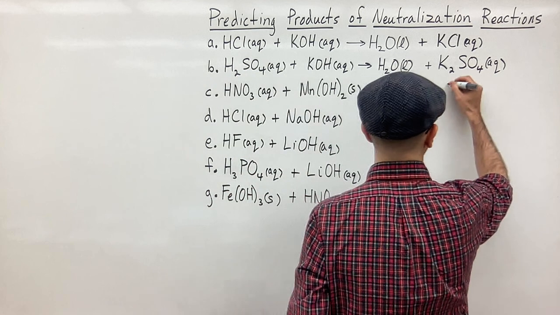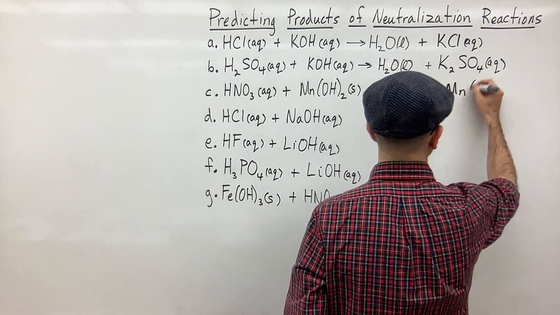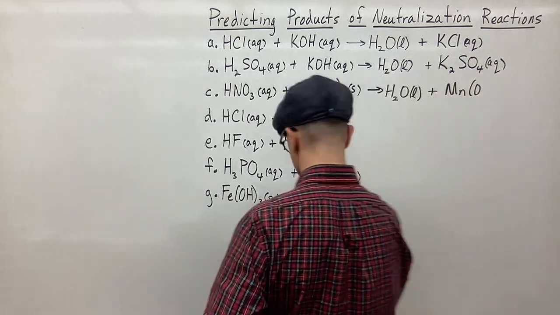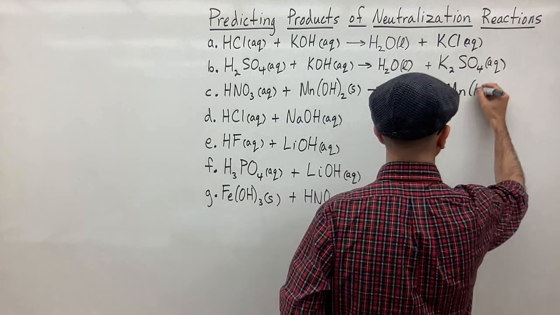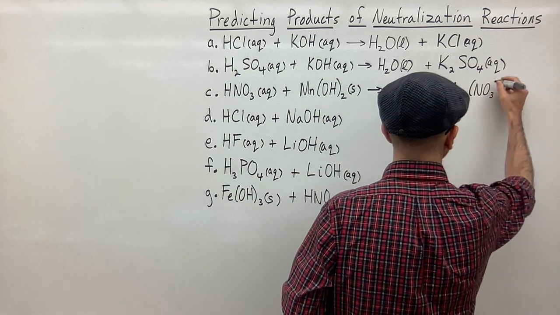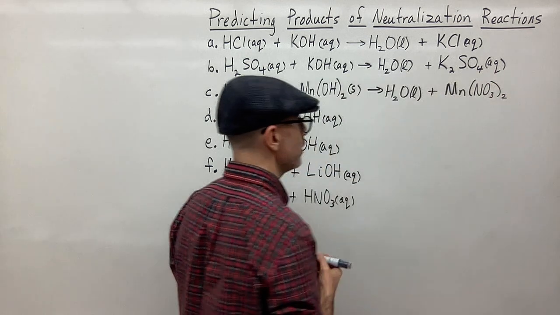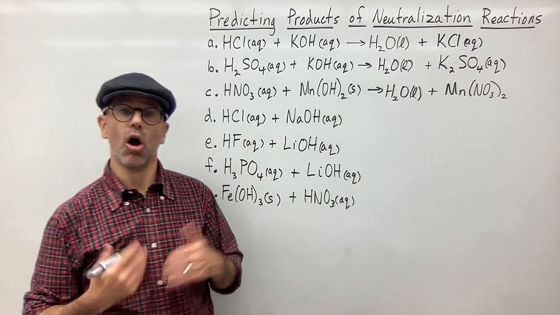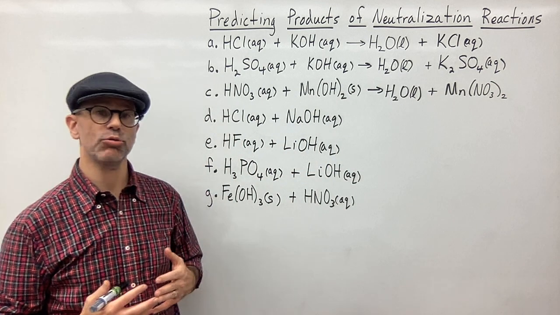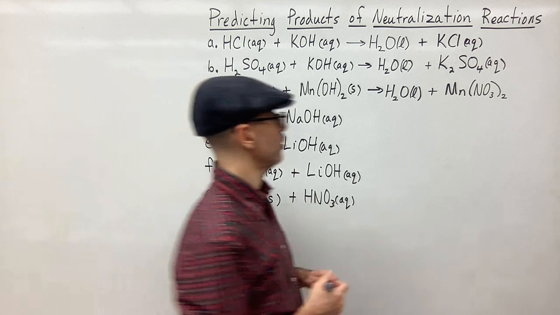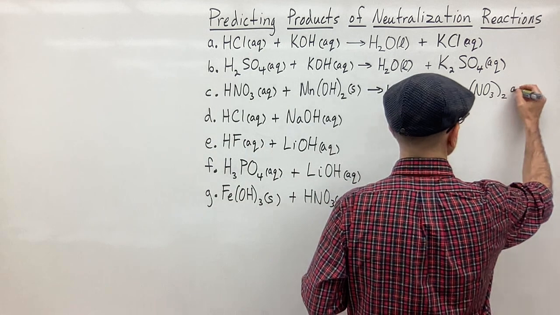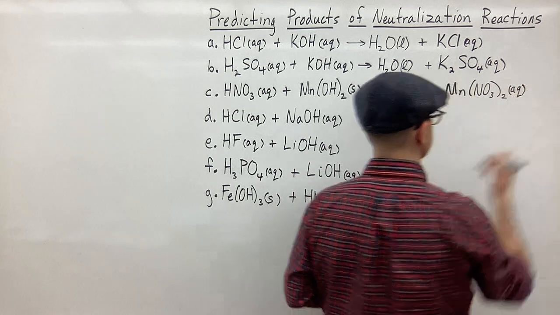So that's going to be Mn(NO3)2. And as we said before, all nitrates, according to solubility rules, are aqueous. They're all soluble in water, so there's no solid, just aqueous, no precipitate here.